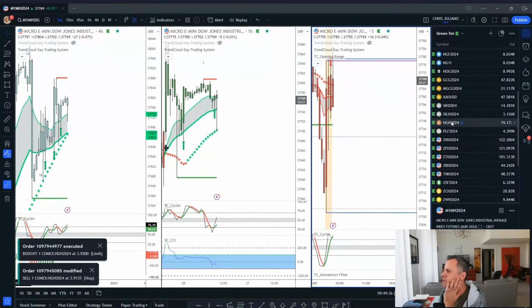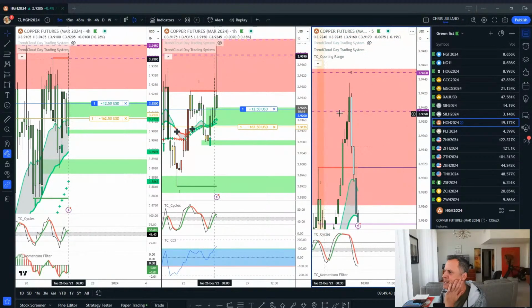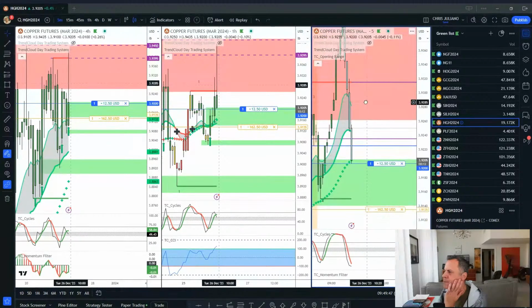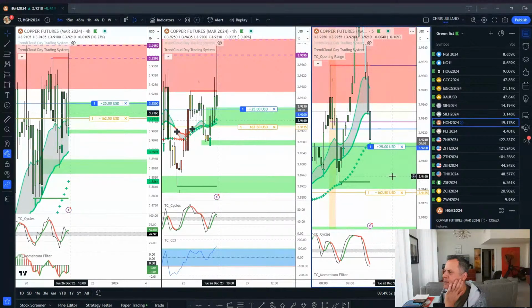Copper. What happened with copper here? Ah, look at that. Okay. We went extended on copper, and we pulled back on copper into this drop base rally here.